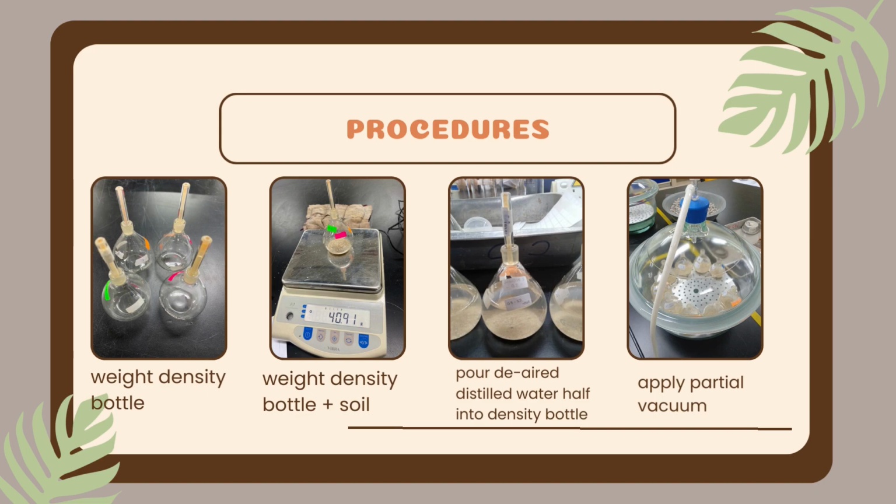and we weigh the density bottle with stopper and record it as M1, and then about 10 to 20 gram of soil was added into the density bottle and recorded as M2, and then we pour the air-free distilled water into the bottle to soak the soil, and then we pour more distilled water to half of the bottle and apply partial vacuum.